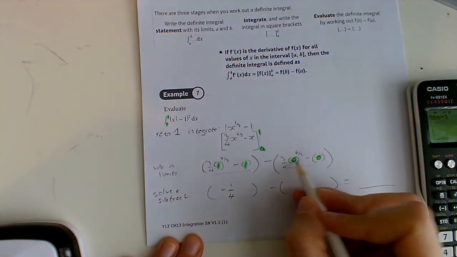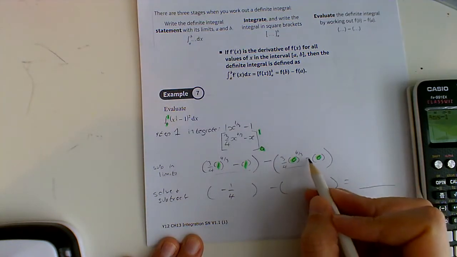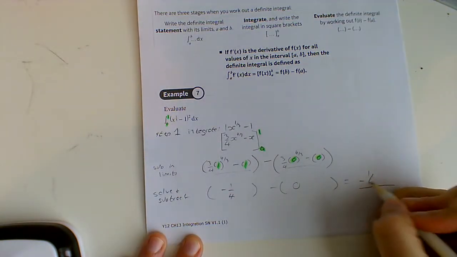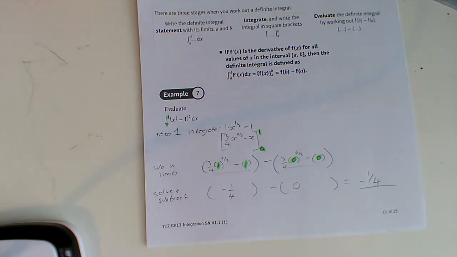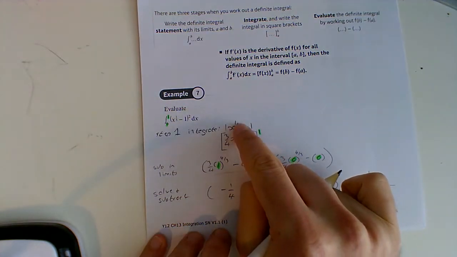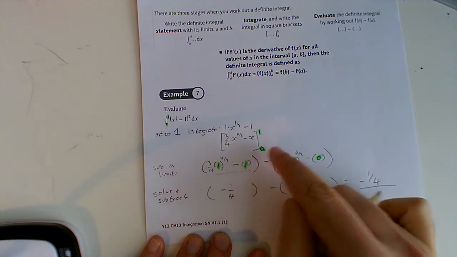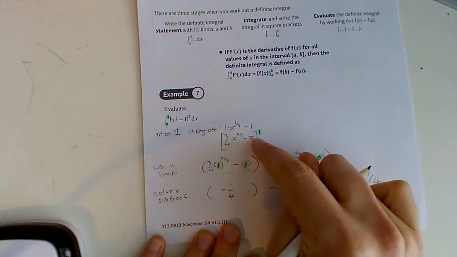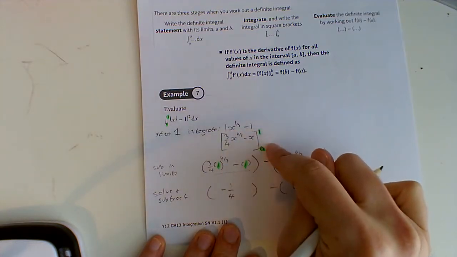Minus 0 times anything is just going to give me 0, isn't it? Take away 0, so that's 0. So my answer there is minus 1/4. Okay? So integrate, sub in your limits, solve and subtract. Okay? Integrate, write your answer in square brackets.